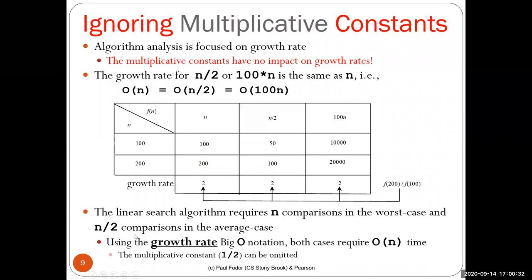Now, as we will see in quick search, it's not always true that the worst case complexity is the same as the average case complexity. But in most algorithms, this is the case. We are looking at the worst case complexity, but really we are getting the average case complexity.